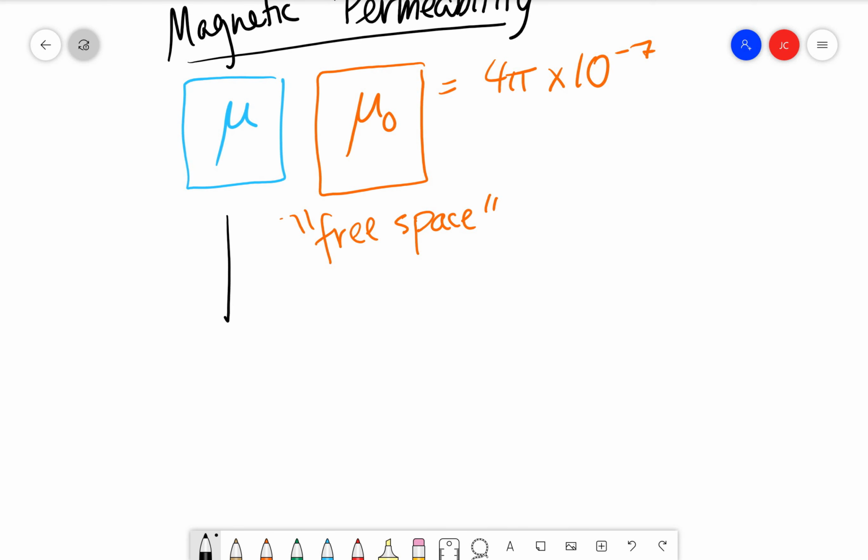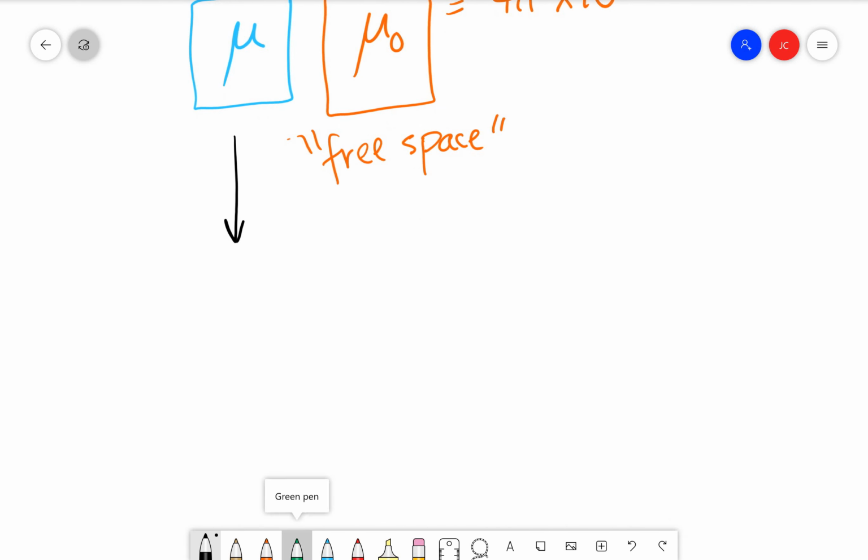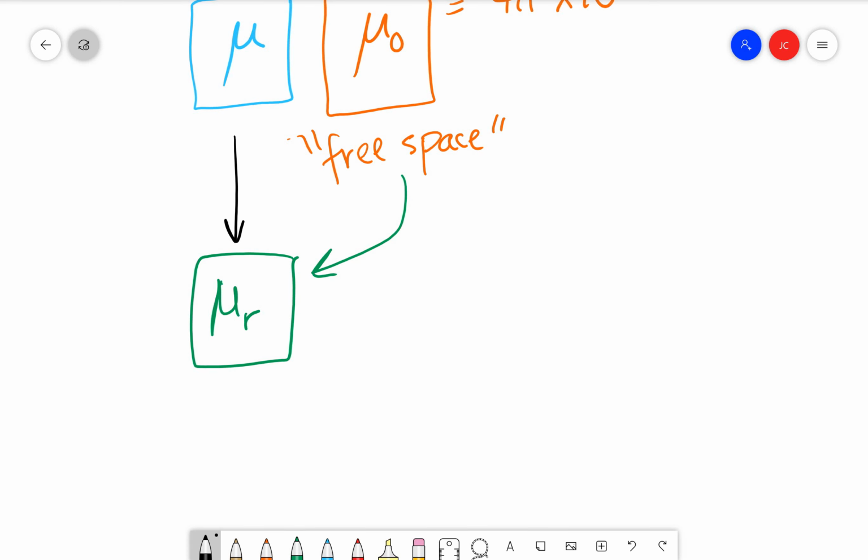Then there's another concept. In addition to normal magnetic permeability, we also have something called relative permeability, which is mu with an R. Relative permeability is how more or less permeable something is compared to the free space. So a material with a relative permeability of 2, that means it's twice as permeable as a vacuum, which means that it can be magnetized twice as easily compared to empty space.